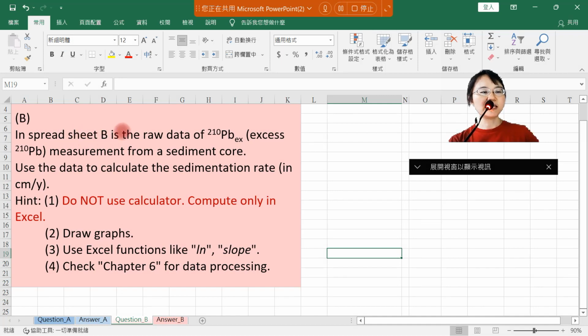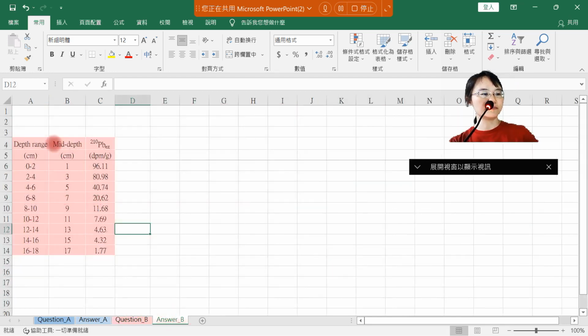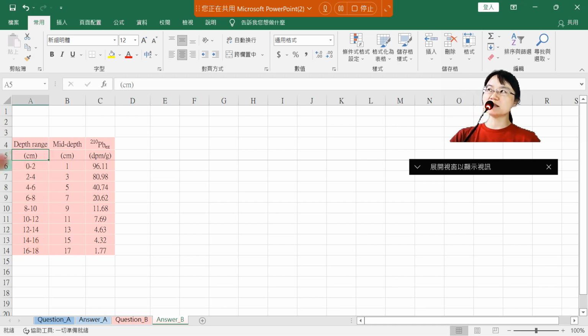In spreadsheet B is the raw data of lead-210 EX. This means excess lead-210. Lead-210 measurement from a sediment core. Lead-210 is the most commonly used dating technique for marine sediment. And this is real data. Here you see it's a very short sediment core. I sliced the sediment into 2 centimeter slices, and this is the mid depth of each slice. And this is the excess lead-210 value.